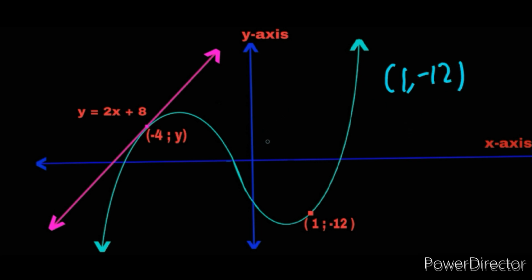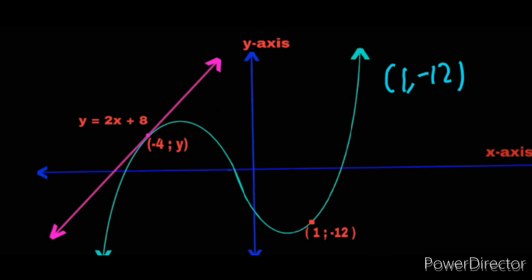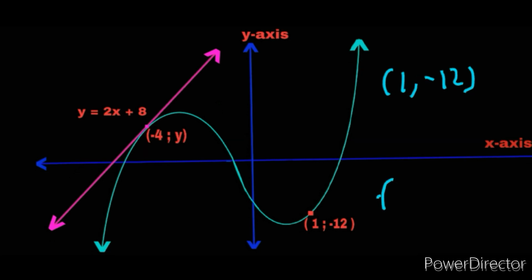And then the other information that we need is the gradient of the tangent. The gradient of this graph is 2 because a straight line graph is always in the form y is equal to mx plus c, so m always represents the gradient. In this case, we have the gradient of the tangent already. We know that the gradient is 2. So the first derivative when x is equal to negative 4 is 2, because the gradient of the tangent is 2. With these two pieces of information, we can begin to solve.